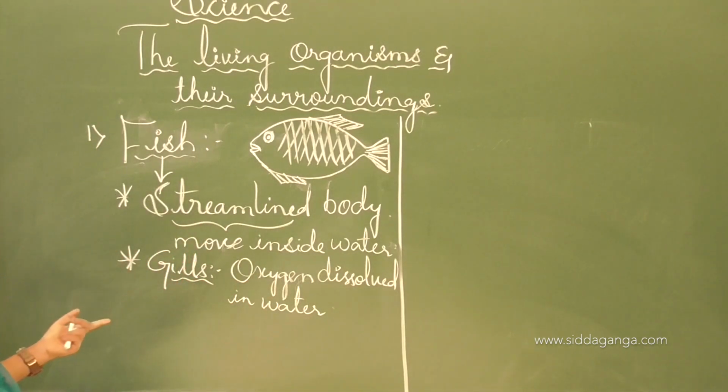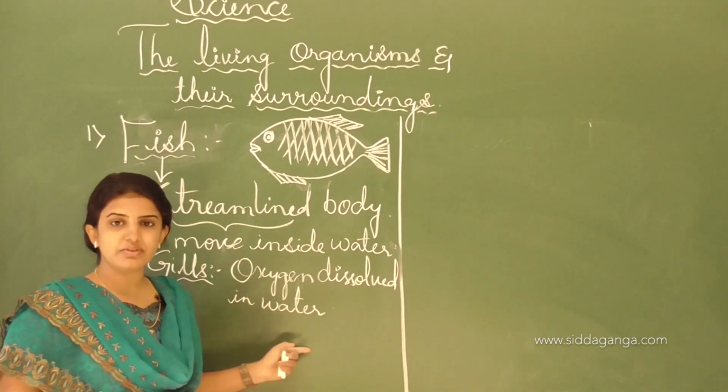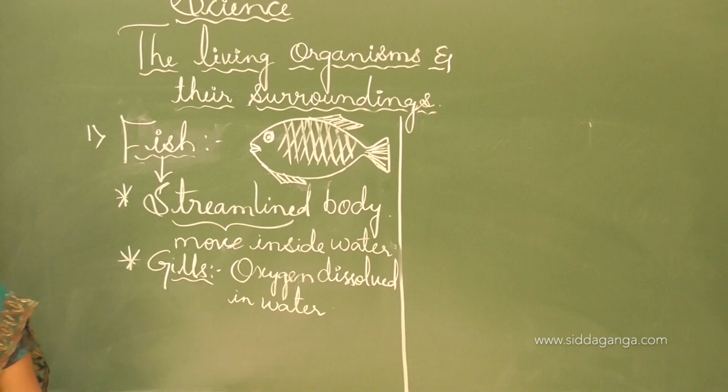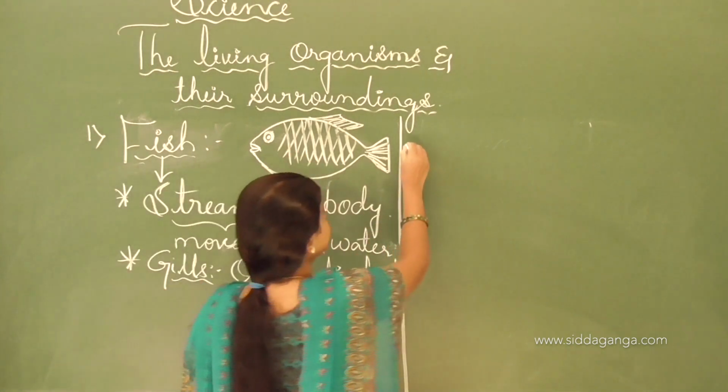See, it has gills, which are helpful to use the oxygen dissolved in the water, and here the tail will be present. Slippery scales on their bodies protect and help in easy movement. See, the scales will be present and they are slippery.